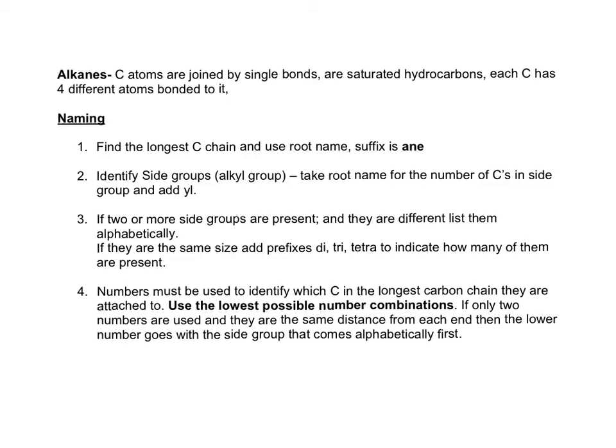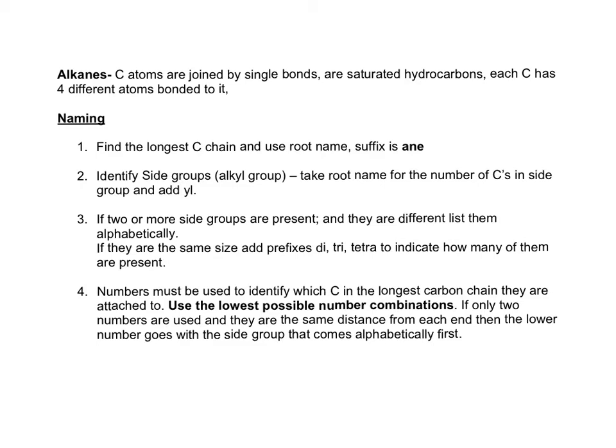Alkanes. These are carbon atoms joined together by single bonds, and they're saturated because there are no double or triple bonds. Each carbon has 4 different atoms bonded to it. Naming: find the longest carbon chain and use the root name. Because it's an alkane, the suffix is ane.